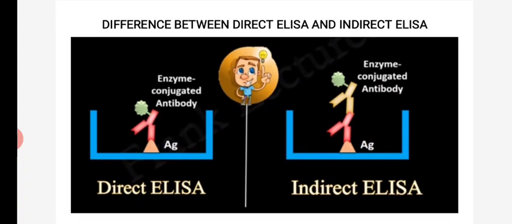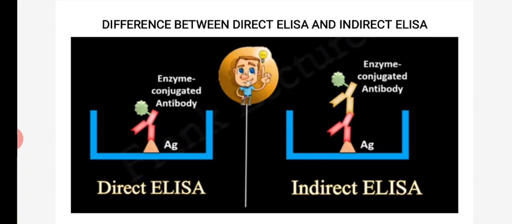In the case of indirect ELISA, the well is coated with antigen and we add the primary antibody, followed by the secondary antibody, which is the enzyme-conjugated antibody. So indirectly we are detecting the presence of specific antibodies in the serum.